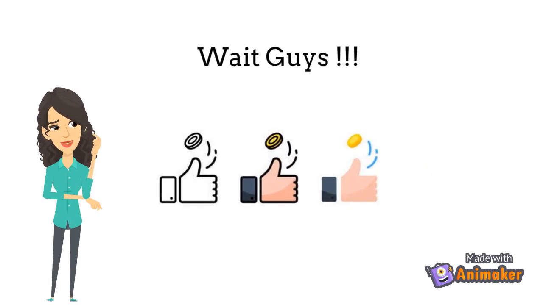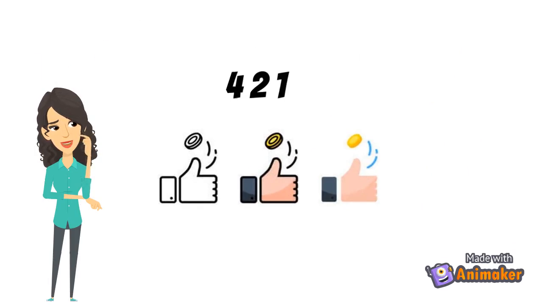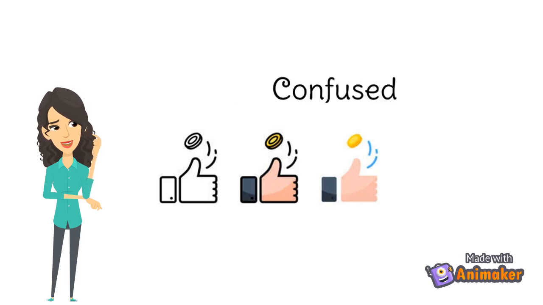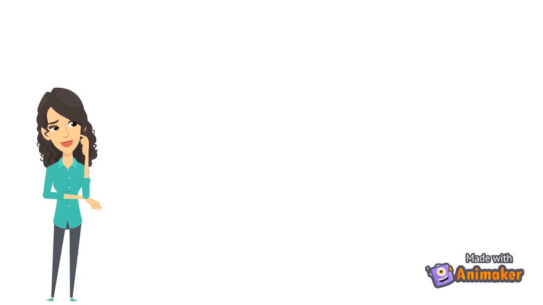Wait guys, I have a trick for it. The trick is 4 to 1. Confused, right? Okay, let me explain the trick. So when we toss 3 coins, the total number of outcomes is 8. Now you would be wondering what those outcomes are.